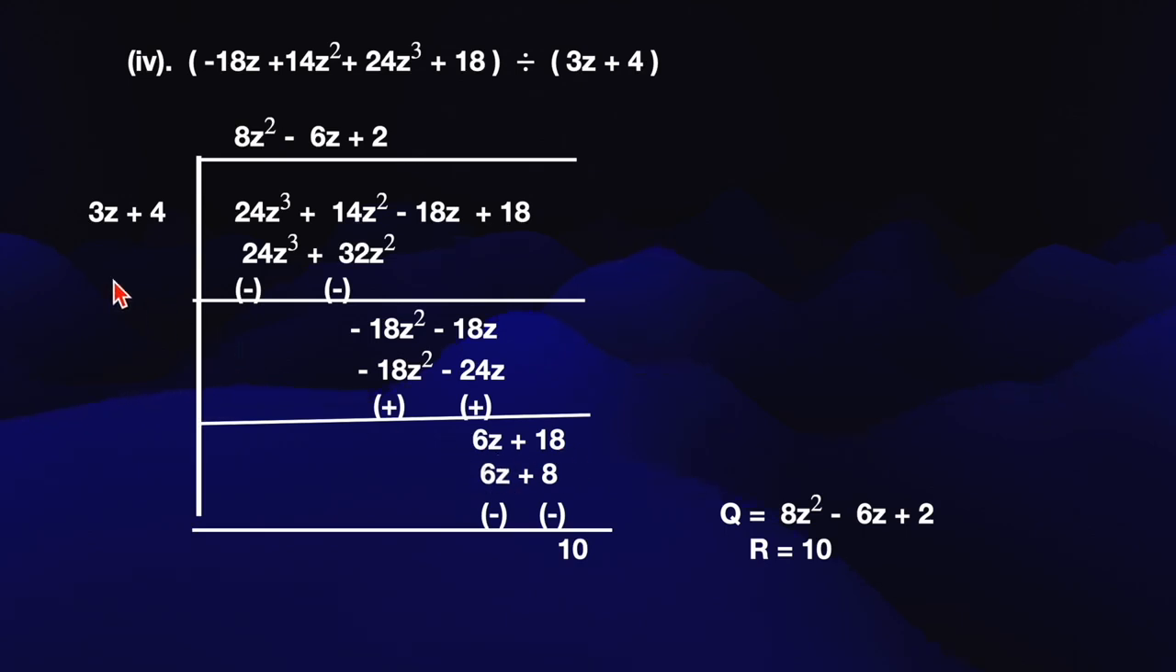Now 6z divided by 3z is 2. Write down 2 here. 2 3s are 6. 2 4s are 8. Write it down. Plus becomes minus. Plus becomes minus. When you add, this will be 0. And this will be 18 minus 8 is 10. So here the remainder is 10. The quotient is 8z square minus 6z plus 2.